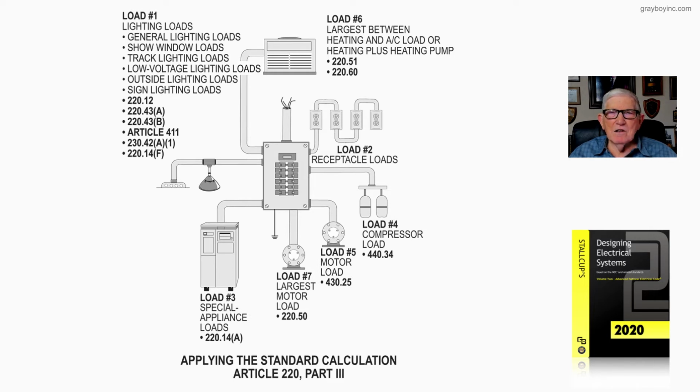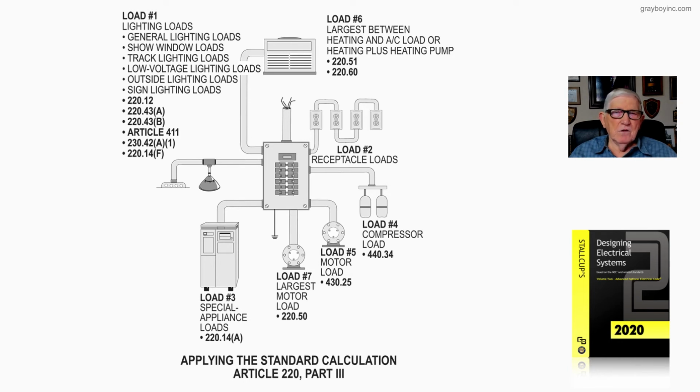Now, going to load 2, we pick up the receptacle loads that you see in the illustration. Load 2, receptacle loads. And notice they could be duplex receptacles, single receptacles, floor receptacles, multi-outlet assemblies. But notice that it's just a load 2, and we figure 180 VA per outlet.